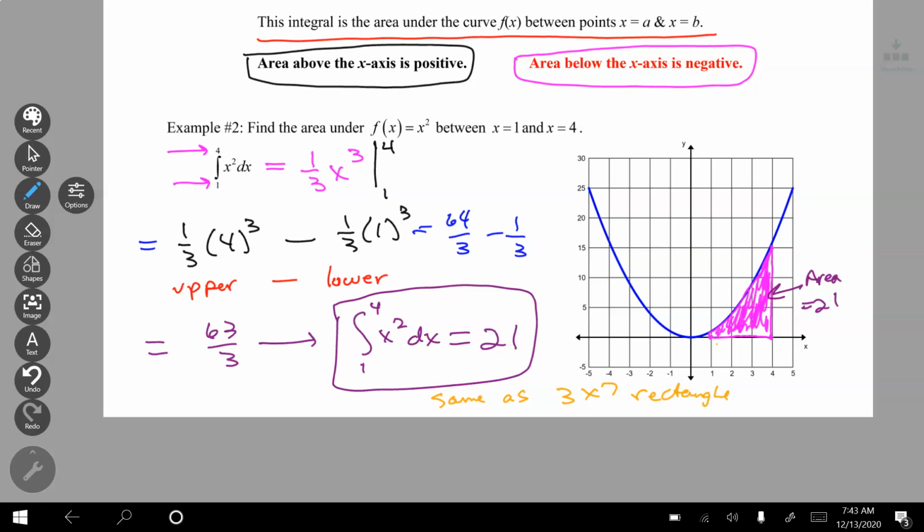Why I say 3x7? Because this base is 3. So if I went up to 7 and do a 3x7 rectangle, can you see that this pink area is exactly the same as this orange rectangle, that this extra pink maybe fills in this stuff that isn't filled in? But we had to use calculus to do it because there's no geometric formula for area with a parabola.